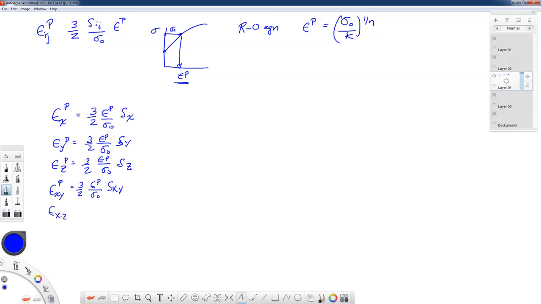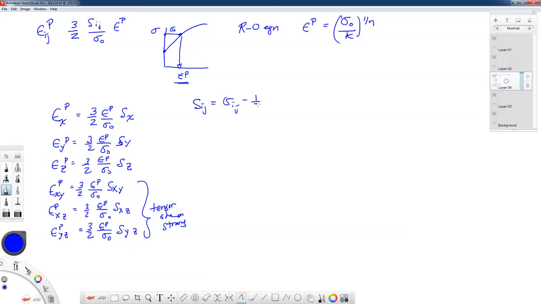And then let's go ahead and write down these other two just so we have them. Epsilon plastic xz is equal to 3/2 epsilon p over sigma naught Sxz. And for yz, we have Syz. Of course, just write it down, Sij is equal to sigma ij minus 1/3 sigma kk Kronecker delta ij.